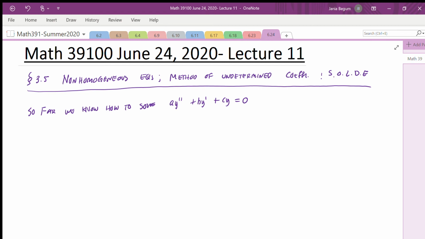Now we're going to add one more factor to this, meaning now g of t is not going to be 0. Okay, so suppose we have y double prime, so let's take the same equation.